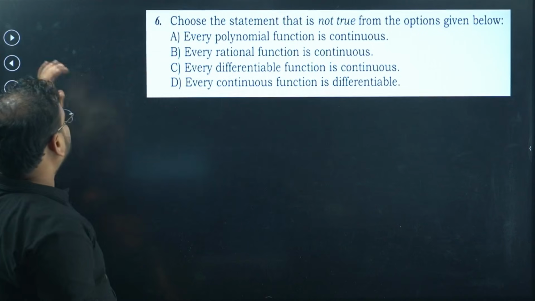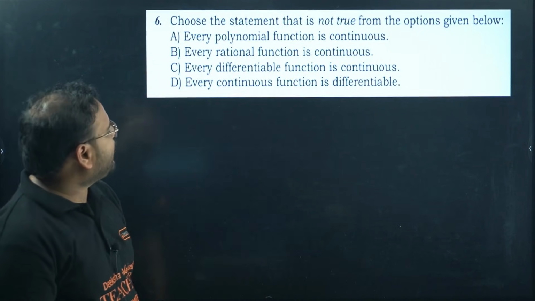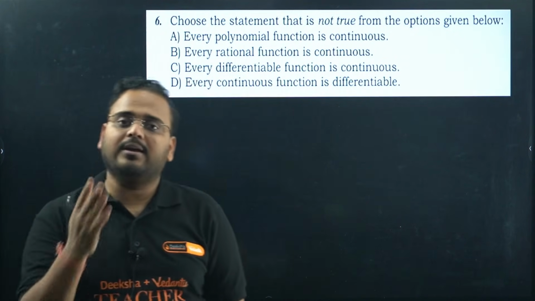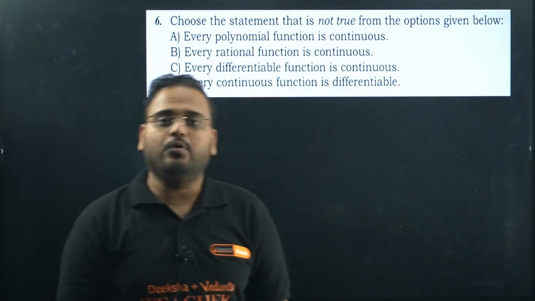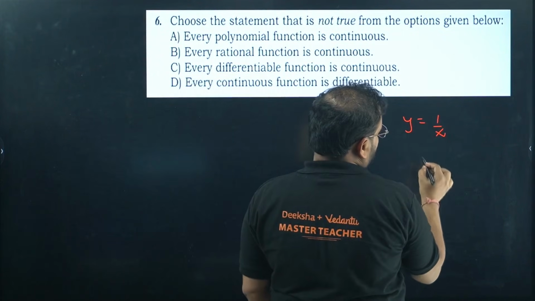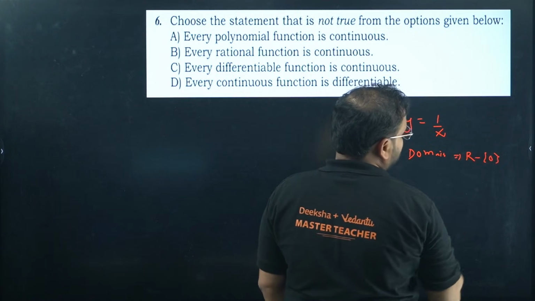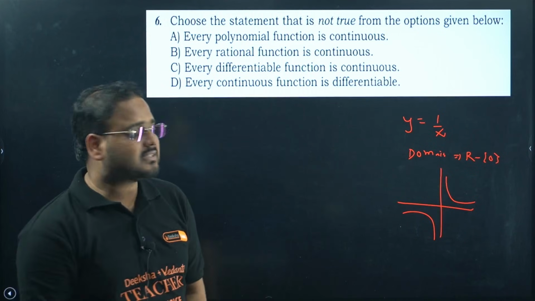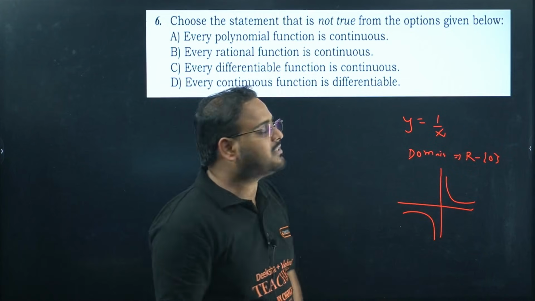Next, 6th. Choose the statement that is not true from the options given below. Every polynomial function is continuous. That's true. Whether you take quadratic, linear, cubic, any polynomial function, they are always continuous in nature. Every rational function is continuous. Yes, if you talk about only the domain. For example, I take y equal to 1 by x. What is the domain here? Domain is going to be all reals except 0. So the function will look like this. If you take out only the domain part, removing 0, then that function is always continuous. So even this is true.